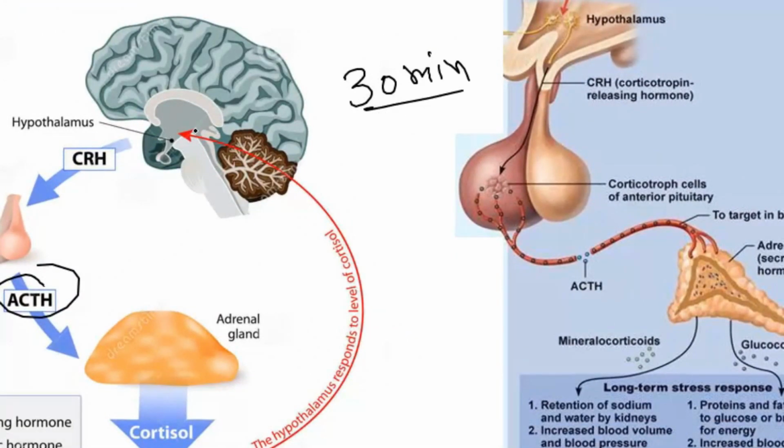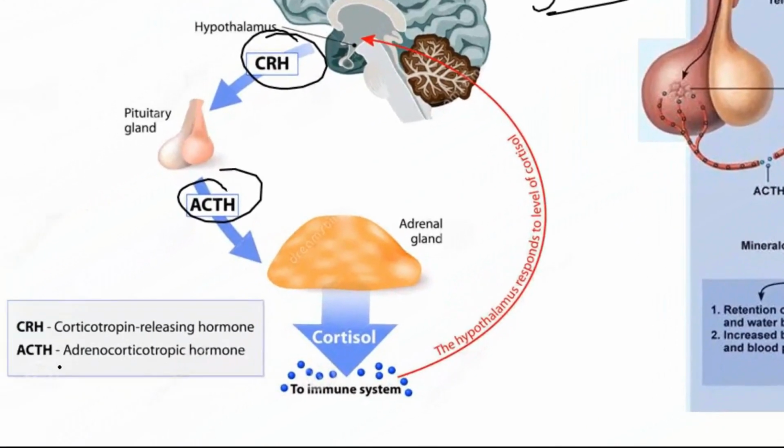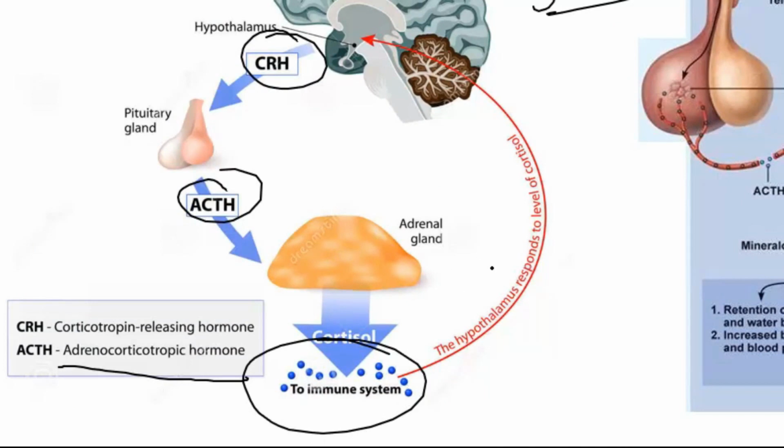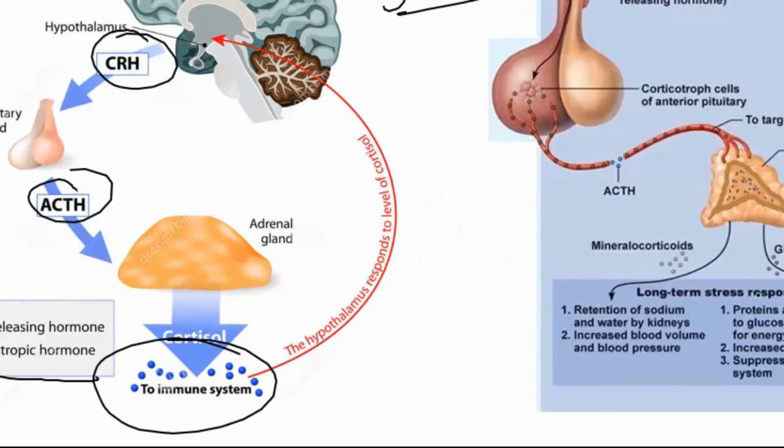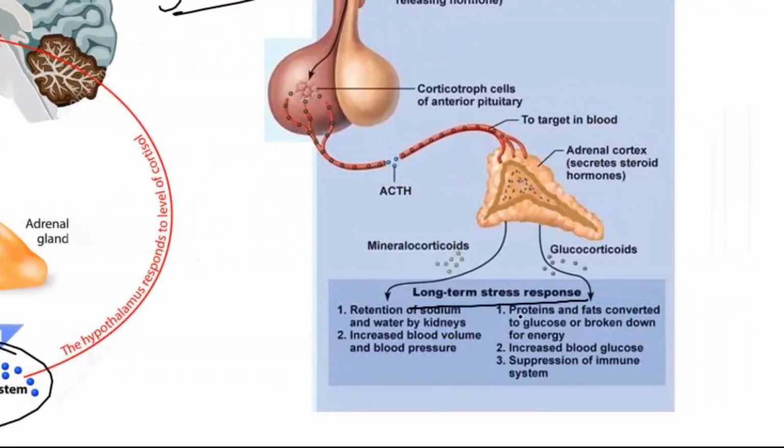So there's pituitary and there's hypothalamus. Hypothalamus produces this corticotropin release hormone, which ultimately activates this pituitary to produce adrenocorticotropic hormone or ACTH. Then ACTH will act on adrenal gland to produce a lot of this cortisol, and cortisol then does its job inside. And what are the effects of cortisol? We call them long-term stress responses.